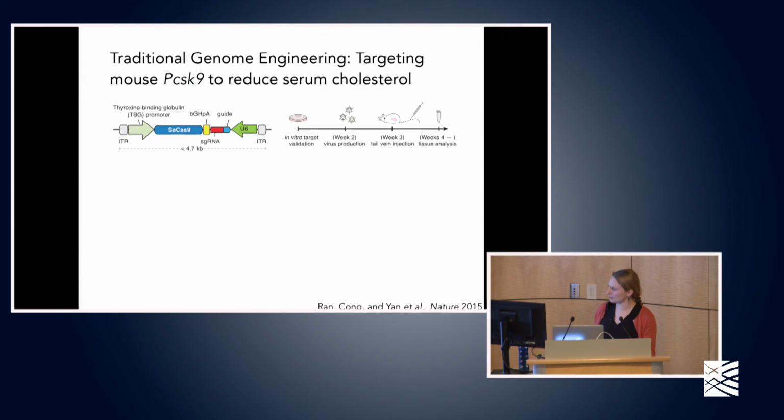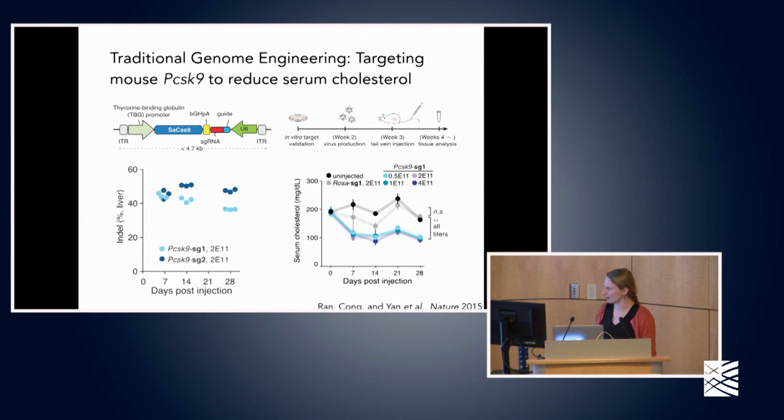And so here's the design. They drove expression using a TBG promoter, which is, I believe, specific to hepatocytes. You have SaCas9 and a single guide, which fit within the size limit required for expression and to be targeted using AAV. Here's their experimental workflow. First, they had in vitro target validation, so they made sure that their targets worked before going into the mouse. And then they produced virus, did tail vein injections, and then tissue analysis.